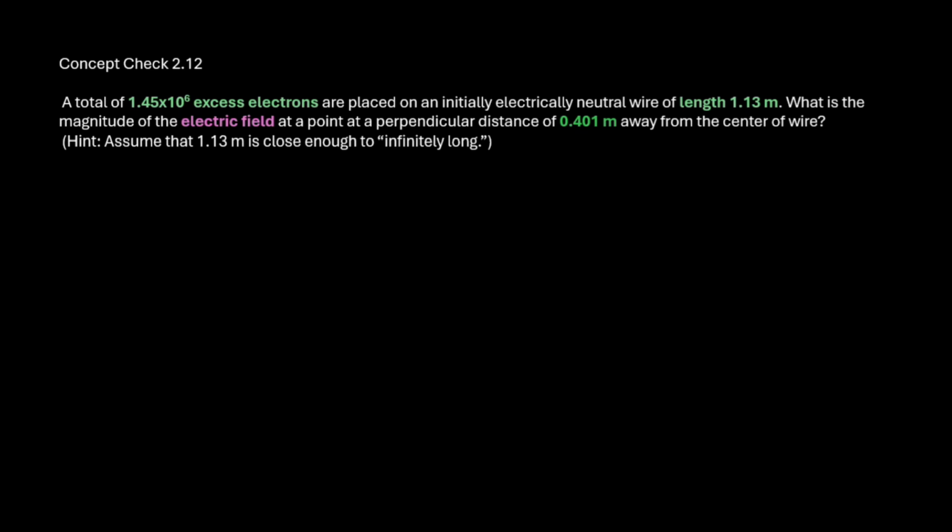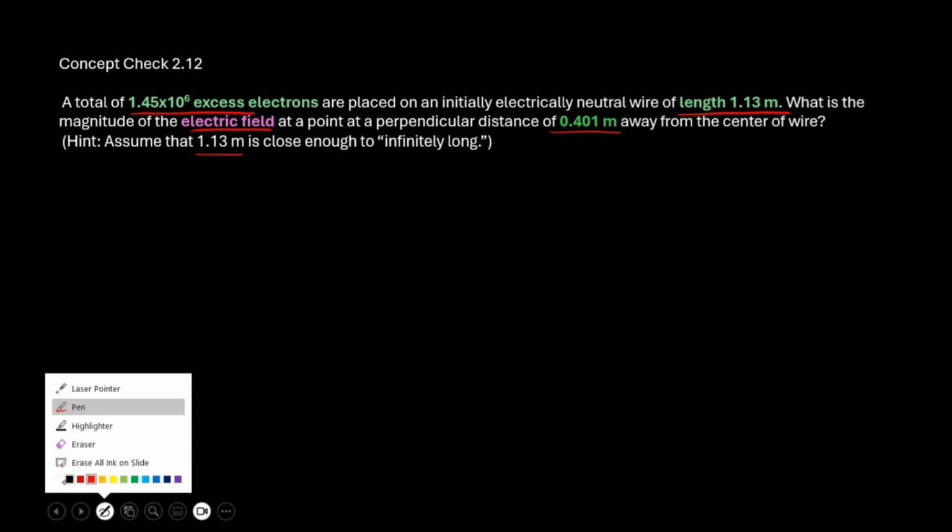Let's discuss another problem based on line charge distribution. We have concept check 2.12 here. The question says a total of 1.45 times 10 to the power 6 excess electrons are placed on an initially electrically neutral wire of length 1.13 meter. What is the magnitude of electric field at a point at a perpendicular distance of 0.401 meter away from the center of the wire? Assume that 1.13 meter is close enough to infinitely long.